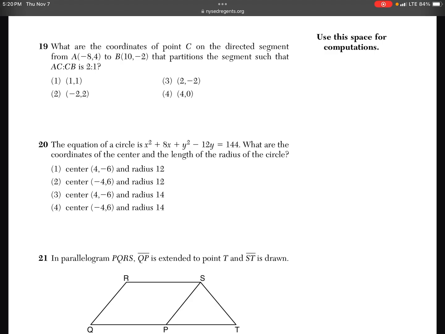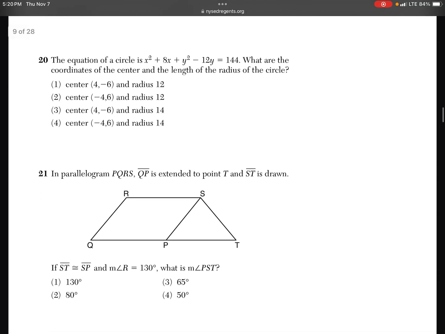Number 19, what are the coordinates of point C on the directed segment from A to B that partitions the segment such that the ratio is 2 to 1? From negative 8 to 10, that's 18 units. 2/3 of 18 is going to be 12. So my x coordinate has to be 4. And yeah, that works. So the answer is number 4, (4, 0).